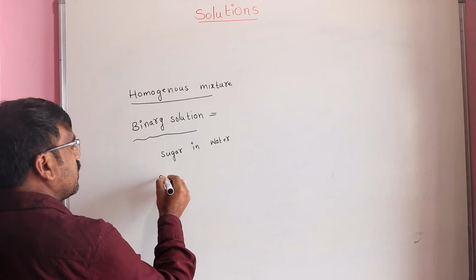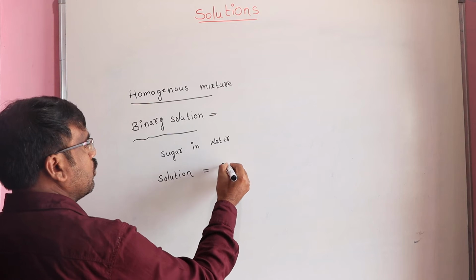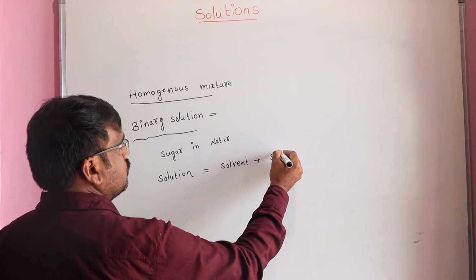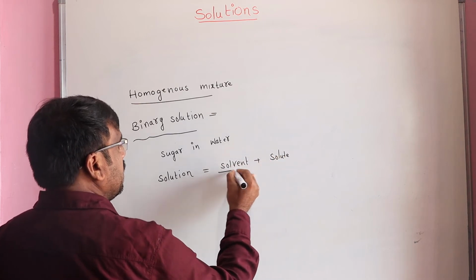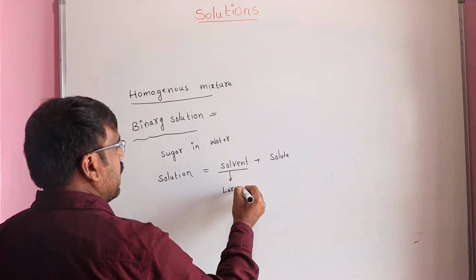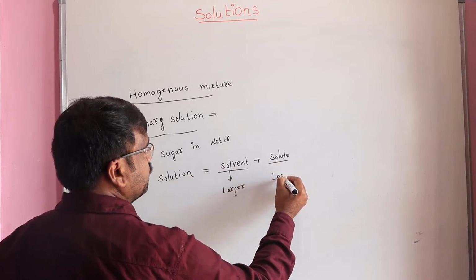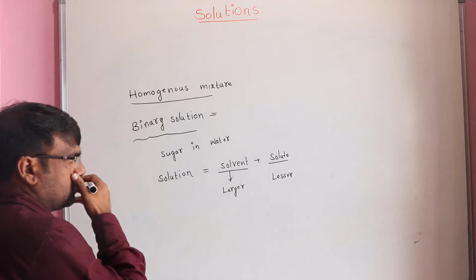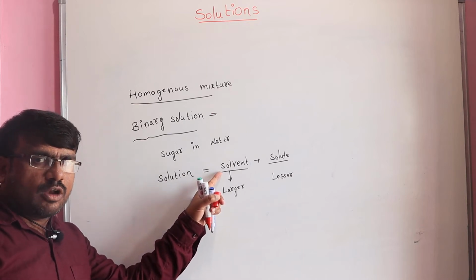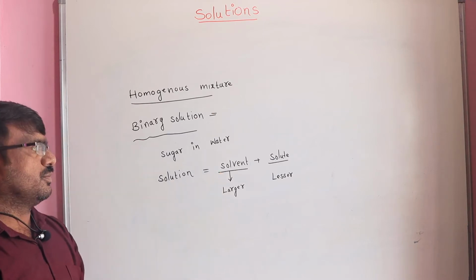A binary solution consists of two components. One component is known as solvent and another component is known as solute. Generally, the larger quantity component is called solvent and the lesser quantity component is known as solute. The physical state of the solution is decided by the solvent.